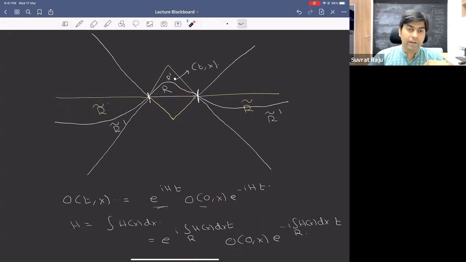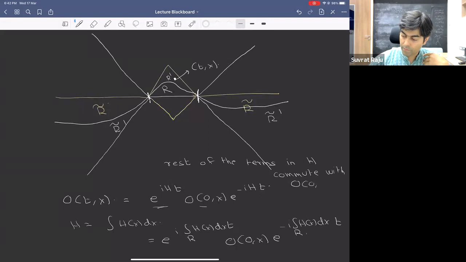And the reason for that is that the other parts of the Hamiltonian, the other terms here, commute with O of 0x by microcausality. So the reason this works is that the rest of the terms in H commute with O of 0x, and in fact with O of t of x, by microcausality.